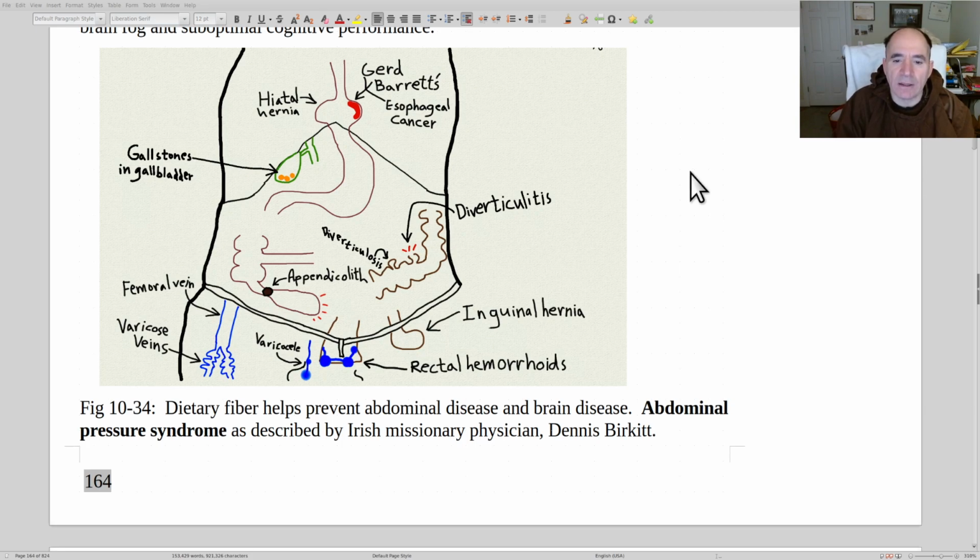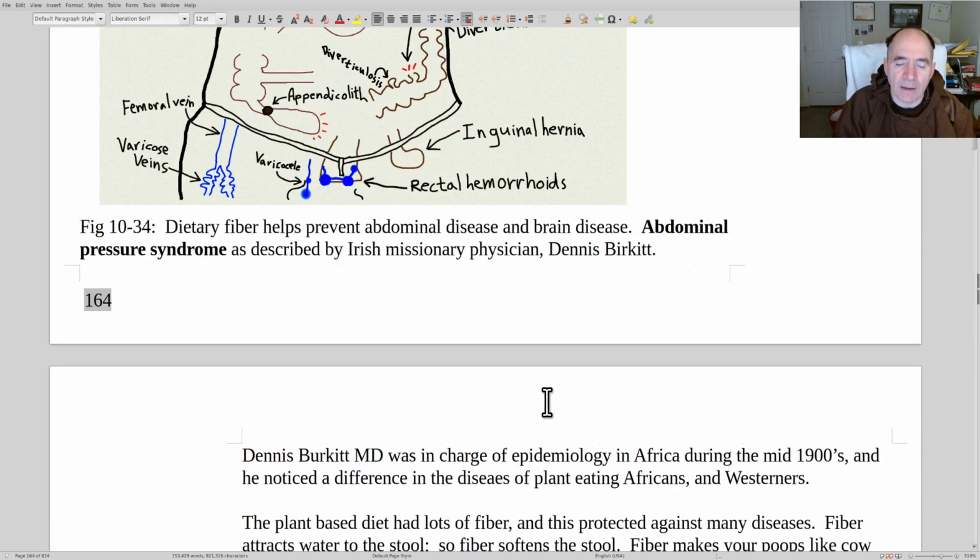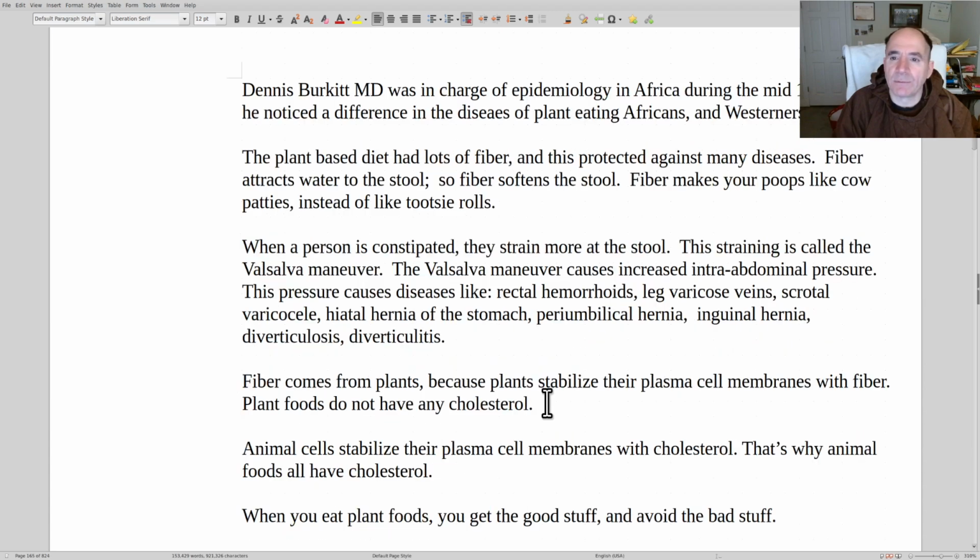So when you eat a lack of dietary fiber, you get constipated because your stool dries out. Fiber adds water to the stool, and you get all these other problems. You get back pressure from straining at defecation because you're popping out stools like Tootsie Rolls instead of stools like cow patties. And that increase of abdominal pressure causes all these problems. That's, again, much more described in the Western abdomen chapter.